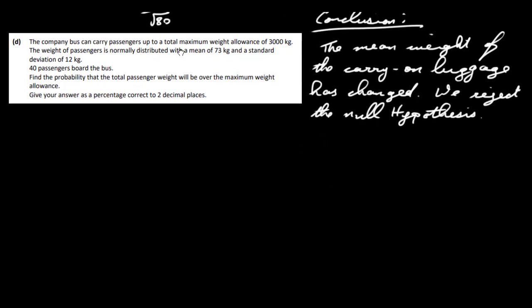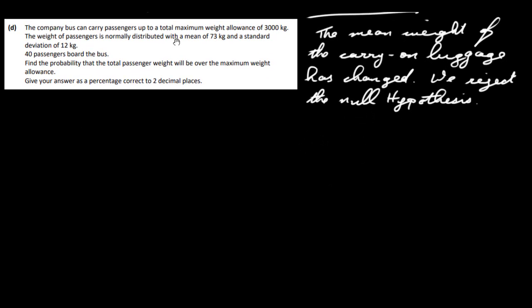Okay, so let's have a look at part D then. The company bus can carry passengers up to a total maximum weight allowance of 3,000 kilograms. The weight of passengers is normally distributed with a mean of 73 kilograms and a standard deviation of 12. So again, our mean is 73 kilograms. I'll just write this down. Standard deviation is 12 kilograms. 40 passengers board the bus. So I presume n here is going to be 40.